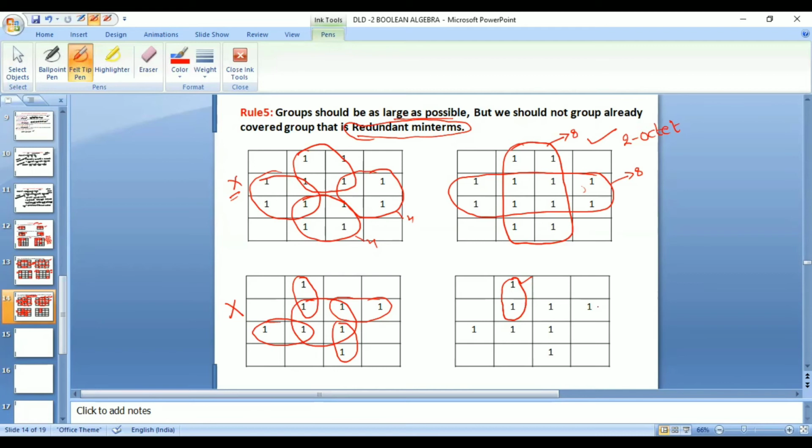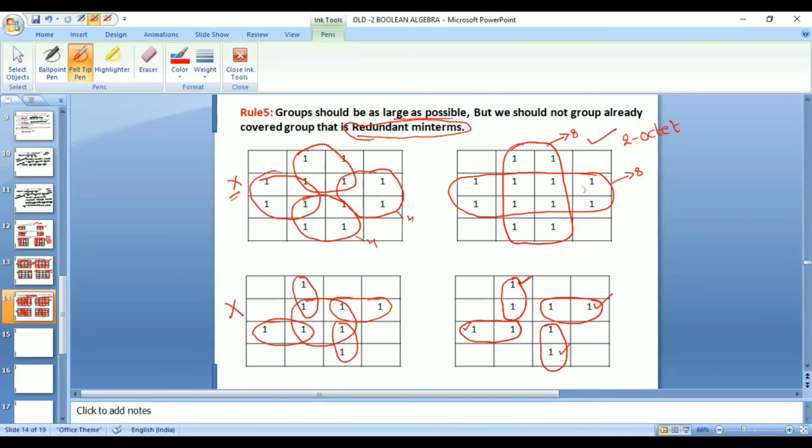Next, observe this particular minterm. This particular minterm also, the only possibility is this one. There is no other possibility to make a pair or quad to group like this. The best possibility is pair only. Now, these 2. If you want to group this particular minterm, this is the only possibility. There is no other possibility to group this particular minterm, this particular minterm, this particular minterm. Next, to group this particular minterm, the only possibility is these 2.